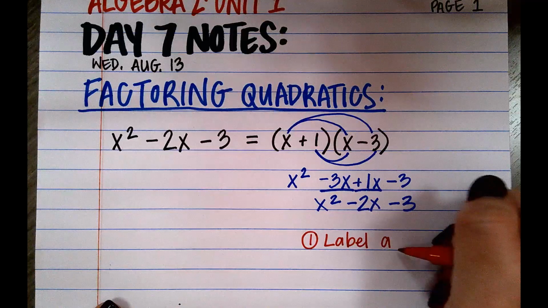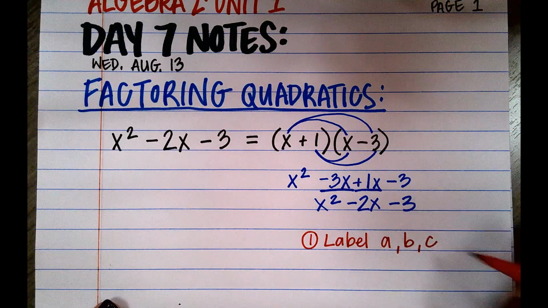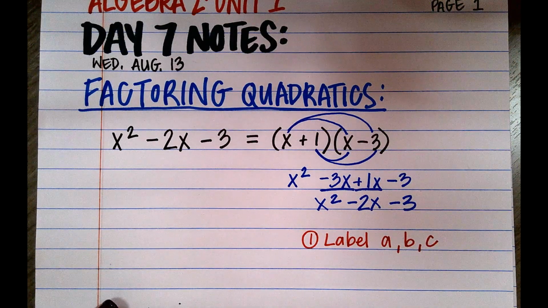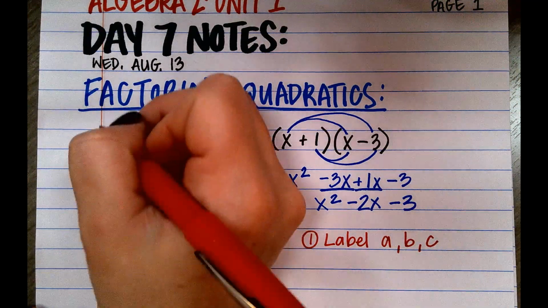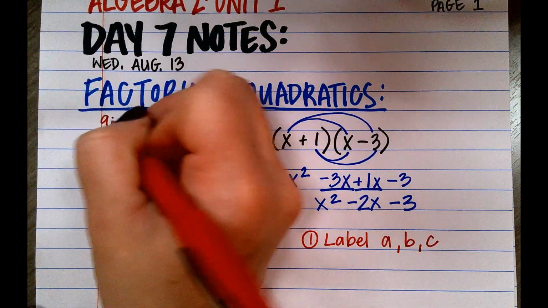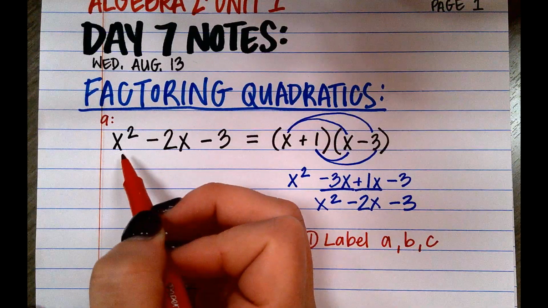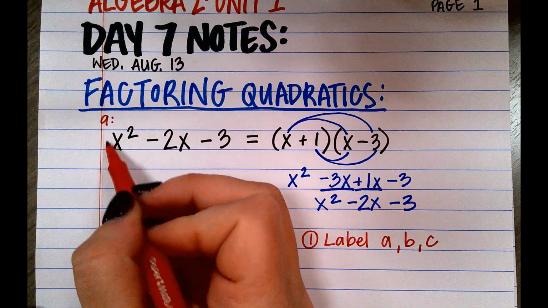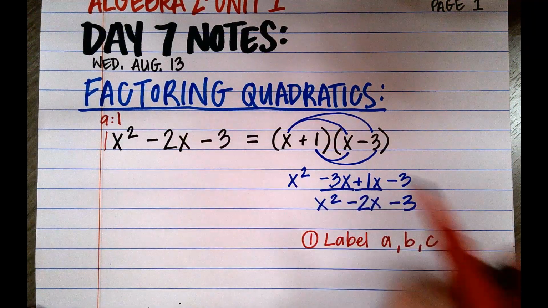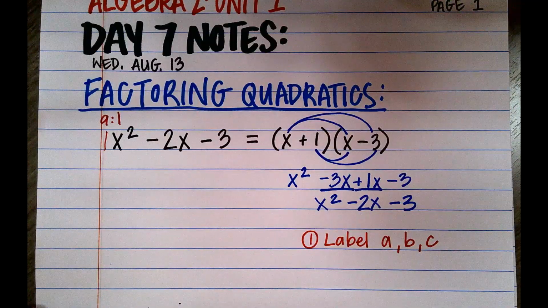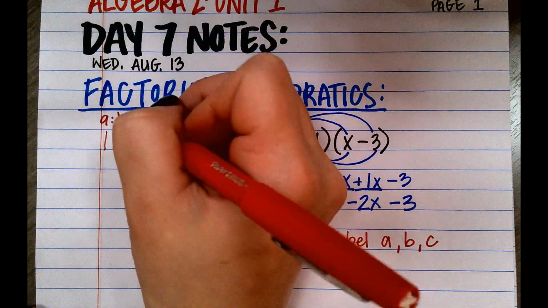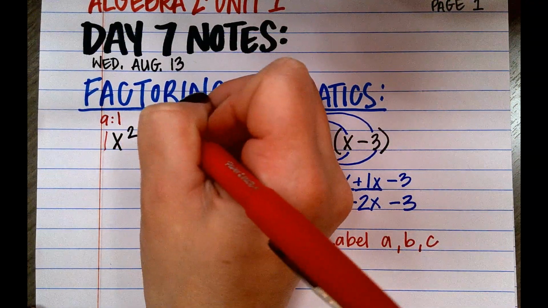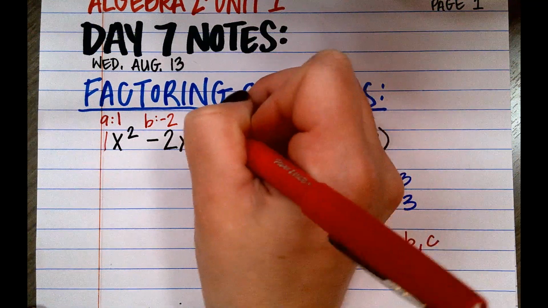Label A, B, and C. So, what is my value for A? 1x, 1 squared. No. You're almost on it. Not x, not square. Is 1. Just 1. A is 1. Good. What's B? -2. And C is -3.